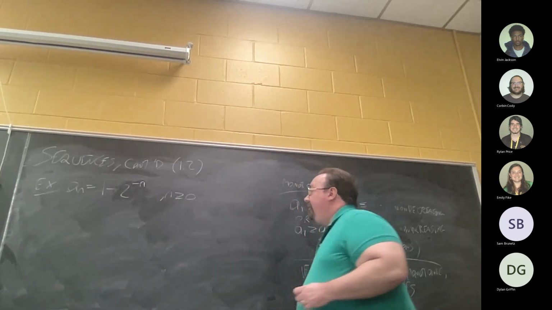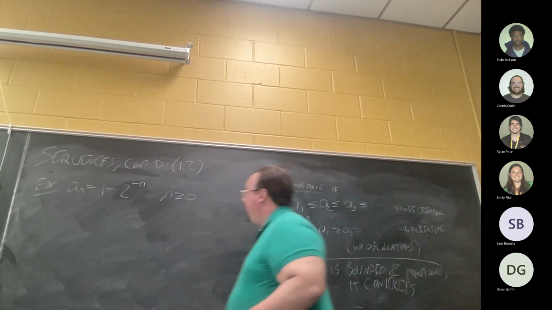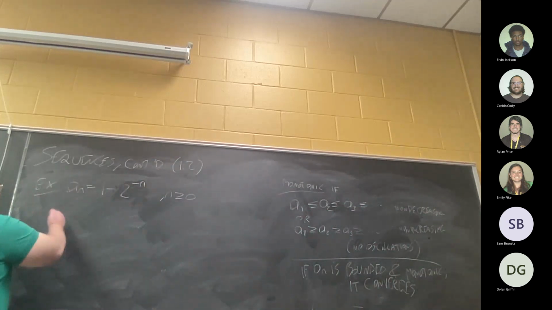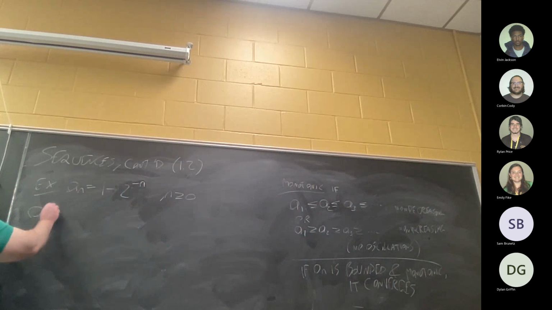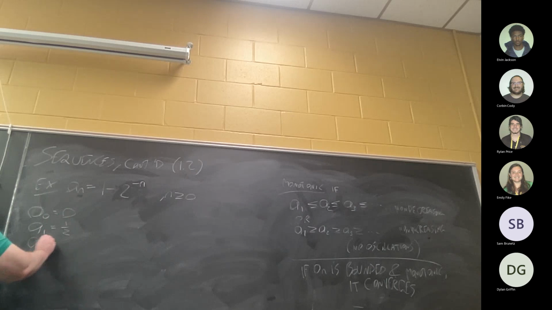Now, if you look at visual terms, if I let n equal 0, you're going to get 1 minus 1, that would be 0. a_1 is going to be equal to 1 minus a half, so 1/2. a_2 is going to be 1 minus 1/4.